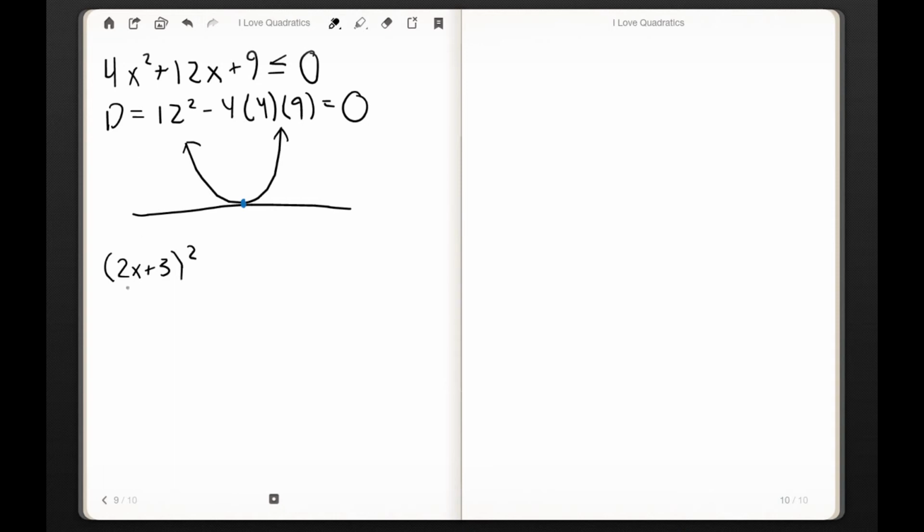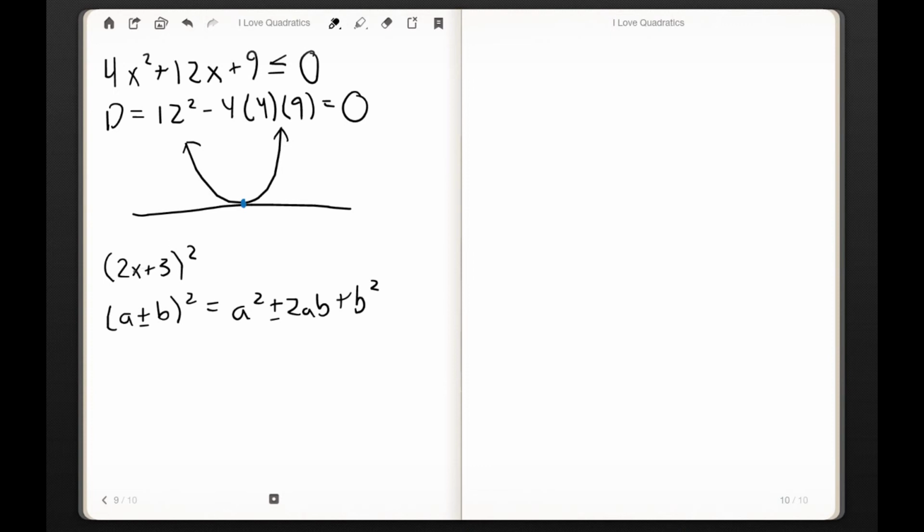Now just make sure that works. 2x plus 3 times 2x plus 3. This is the formula we're using here, in case you forgot. This would be 4x squared plus 2 times 2x times 3, which is plus 12x. Plus 3 squared is 9. So it works. So this is the factored form of this expression.